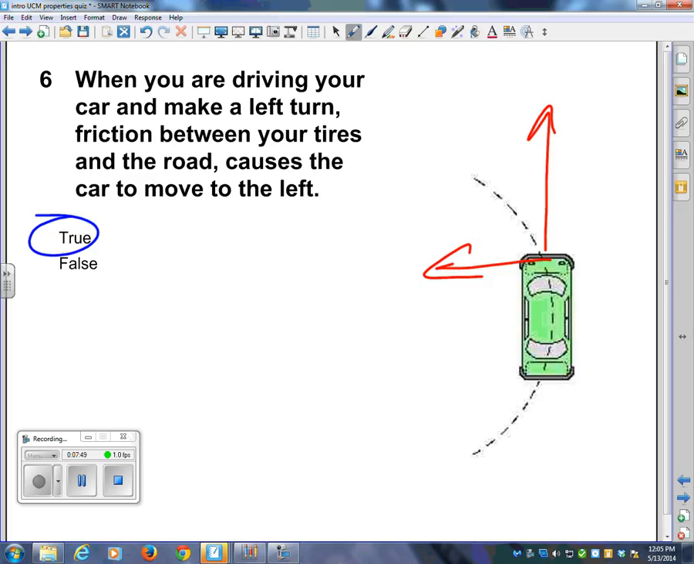Trust me, because I've done this. This is weird. When you're driving your car, I want you to imagine, as you're making a left-hand turn, friction pushing your car to the left. It's a weird thing to think as you're making a left turn. You think, I'm in control here, I'm turning the wheel. It's friction that's pushing you, man.